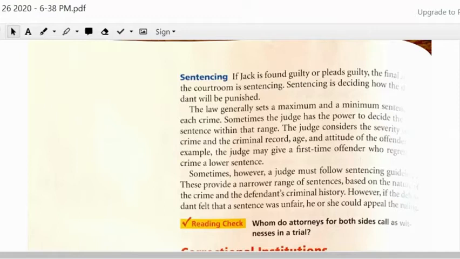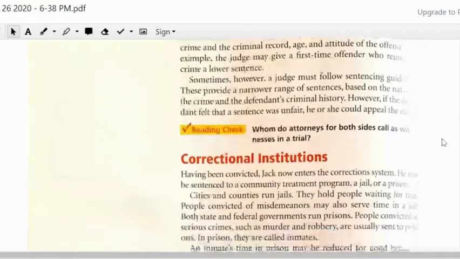For example, the judge may give a first-time offender who regrets his crime a lower sentence. Sometimes, however, a judge may follow sentencing guidelines. These provide a narrower range of sentences based on the nature of the crime and the defendant's criminal history. However, if the defendant felt that a sentence was unfair, he or she could appeal the ruling.